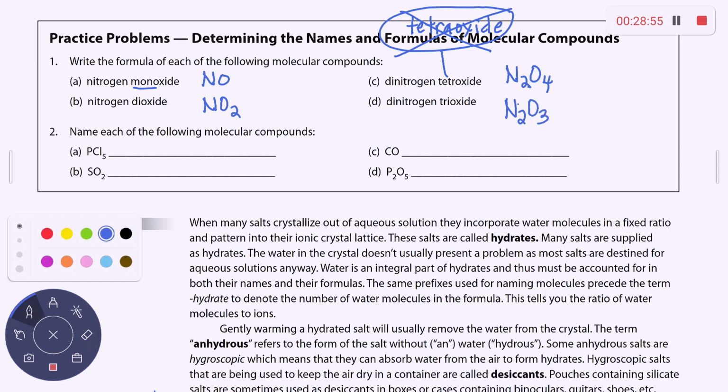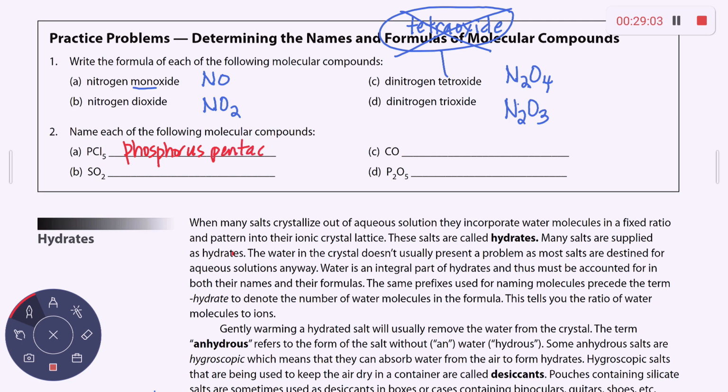Okay? If you're looking at 2, this would be phosphorus pentachloride. You change the ending of the second nonmetal to "ide." B, sulfur dioxide. C, carbon monoxide. We did that earlier. D, diphosphorus pentoxide or pentaoxide? Pentoxide. Okay? Any questions on those?